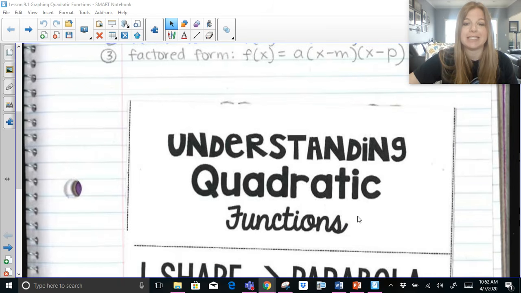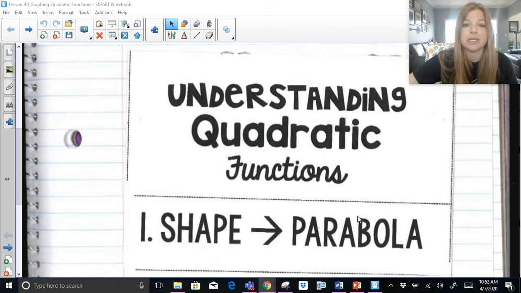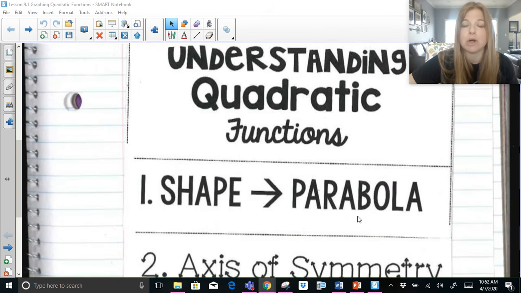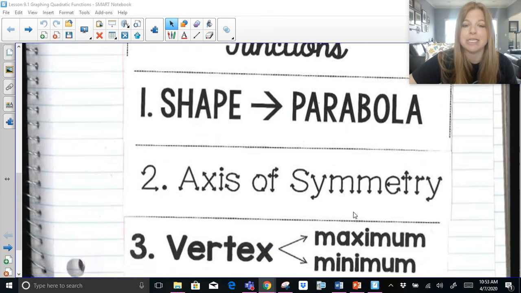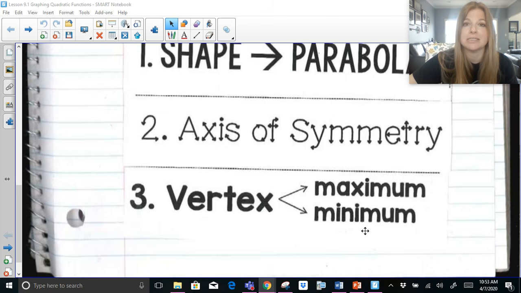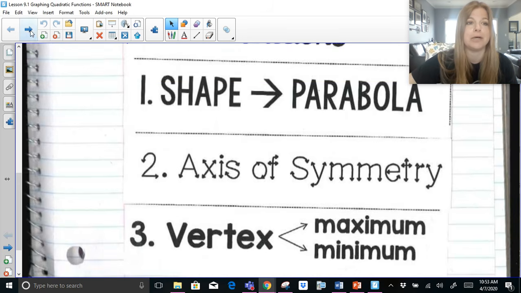Here's what we're going to be looking at today, understanding quadratic functions. We're going to understand what the shape looks like. It's called a parabola. Say parabola. Parabola, not parabola. It's parabola. Okay, we're going to learn what the axis of symmetry is, and we're going to learn about the vertex. The vertex could be a maximum vertex, which is the highest point. It could be a minimum vertex, which is the lowest point. So we're going to see both options happen here.